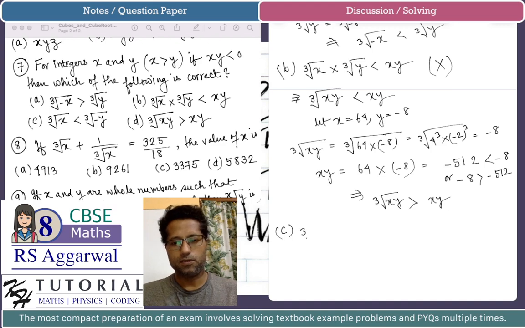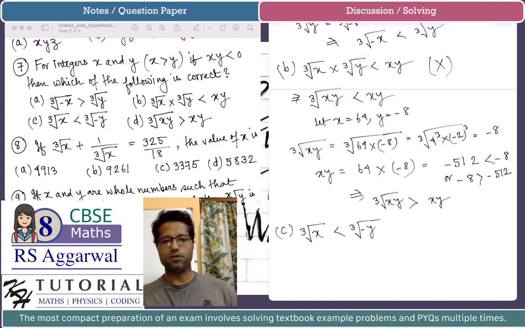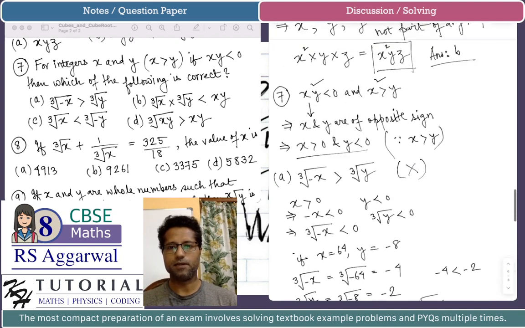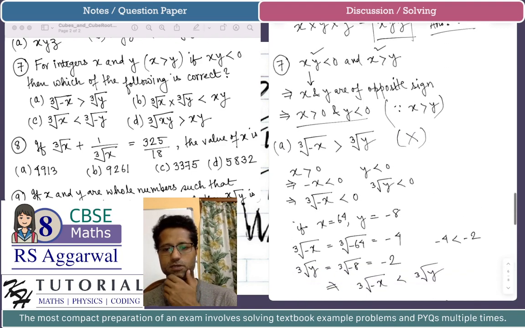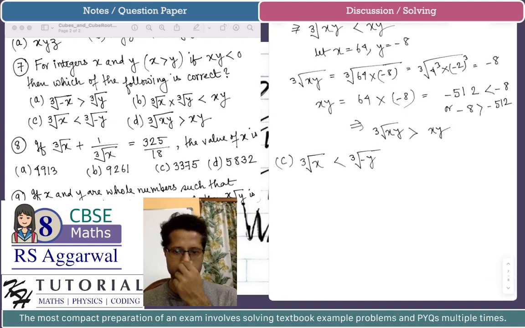It is saying that cube root of x is less than cube root of minus y. Now x is a positive number. We have already found from the given information that y is less than 0 and x is greater than y, and y is less than 0.